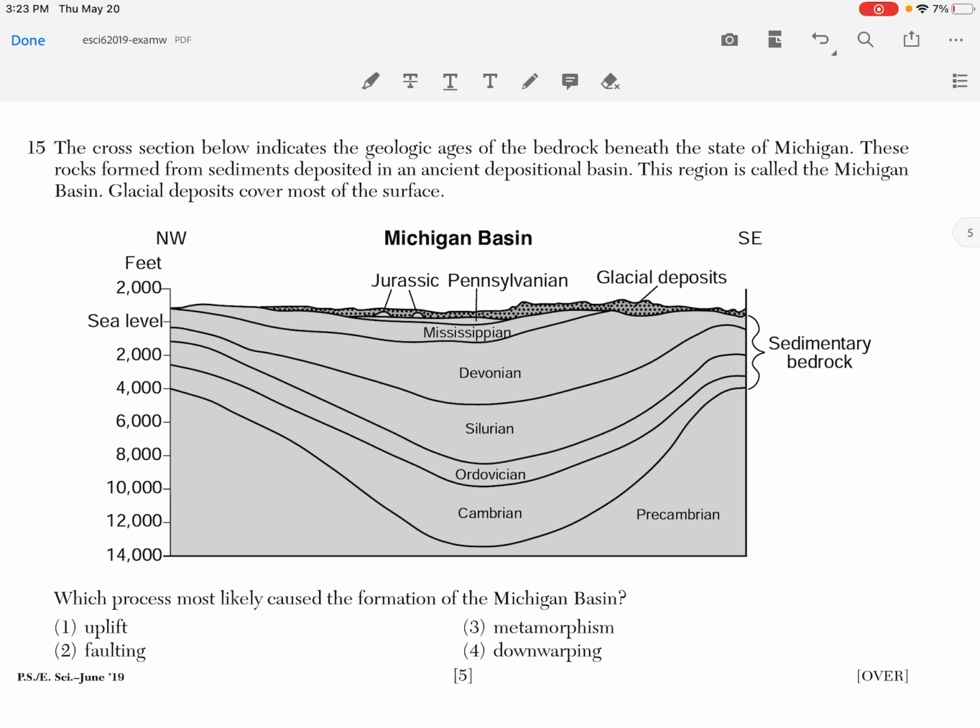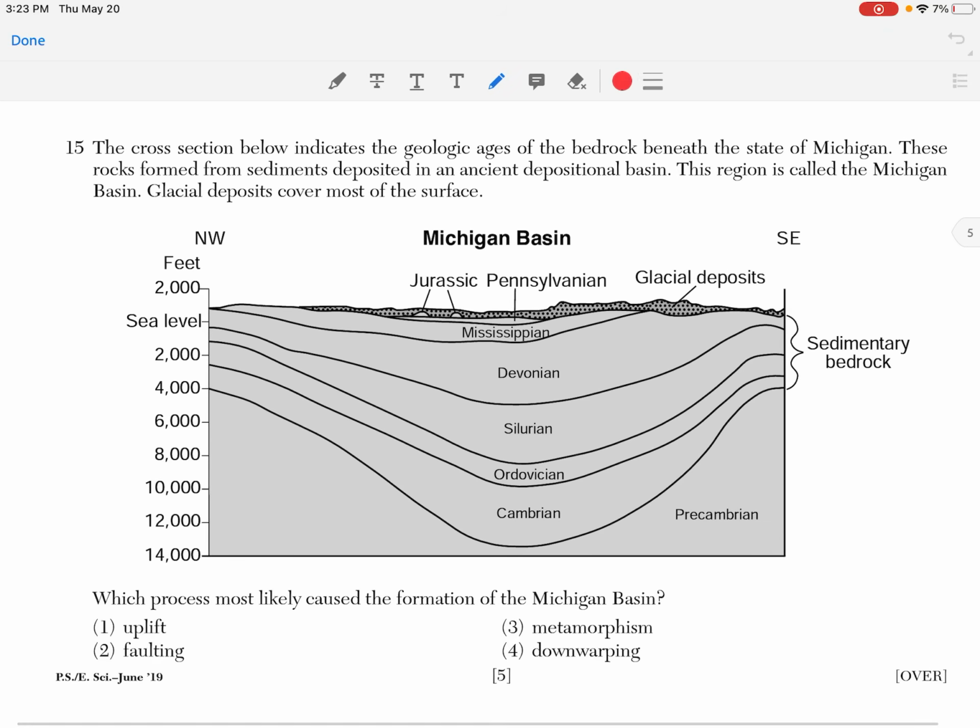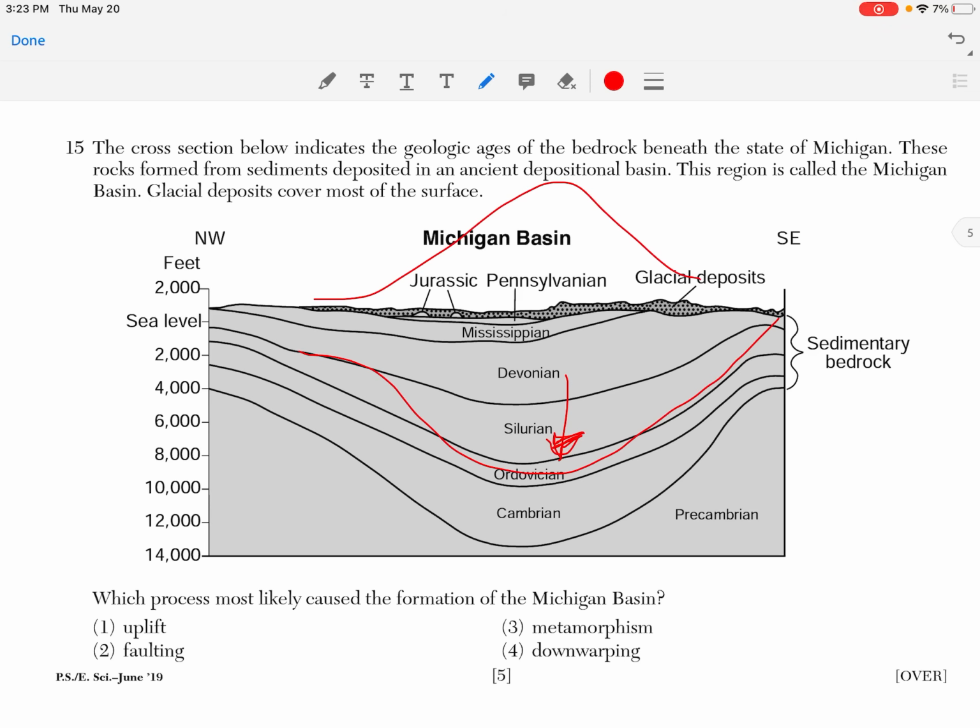If you read this, the Michigan Basin is just like this dipping down of these lines. You can kind of see they're all curving down and then back up again. So it makes kind of a bowl shape. Now, what process is responsible for pushing down on all that stuff? What's that idea all about? Well, you kind of have to look through the choices here. First off, uplift means going the opposite way, meaning like going up like a mountain. So it's definitely not uplift.